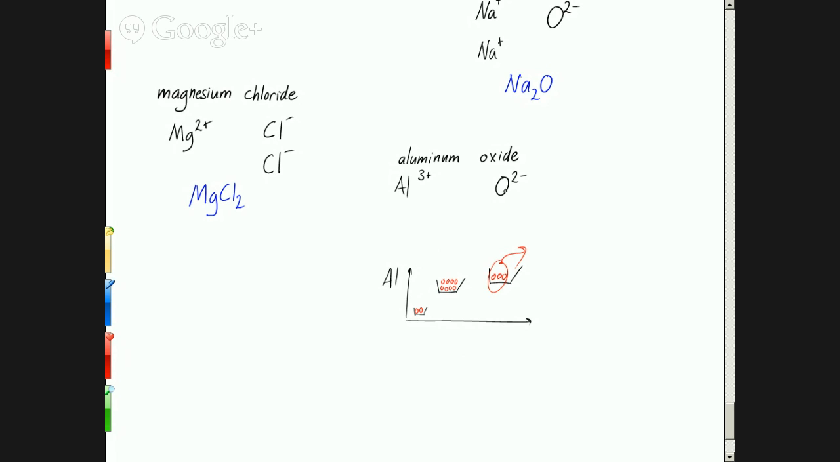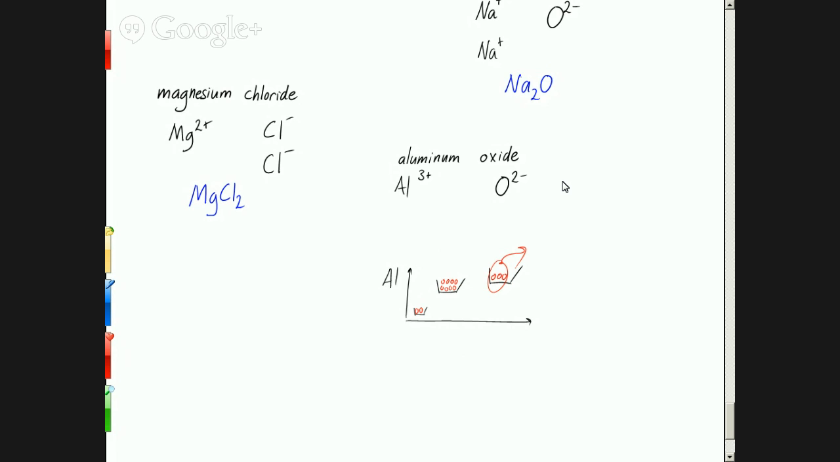All right, so we've got Al3+ and O2-. How do we get those to balance out? 3 plus and 2 minus, that's going to be a little bit tough, right? So what do we do? Balance them, because we need an overall neutral ionic compound.